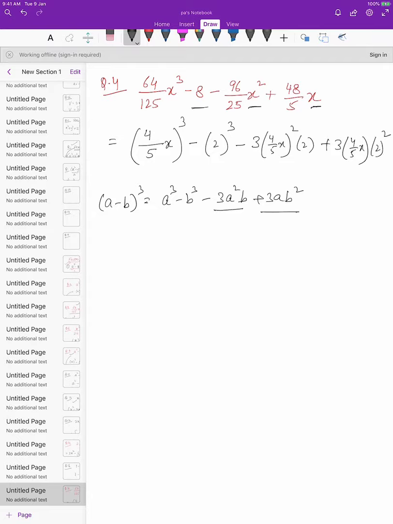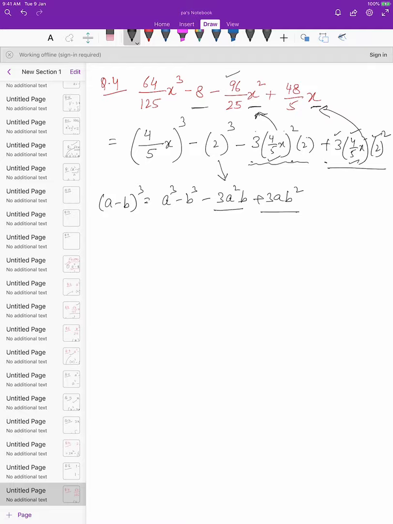Now check out, is this term exactly giving you this expression? So when you open it out, you will get 4 4s are 16, 16 into 3 is 48, into 2 is 96. So in the numerator you will get 96 and denominator 5 square will be 25 and then x square. So this term is exactly matching with this term. The last term, let us check out. This is 3 into 4 is 12, 12 into 4 is 48 divided by 5 into x. 48 upon 5x is exactly matching this. So it means it is following exactly the format of this identity. A cube minus b cube minus 3a square b plus 3ab square.